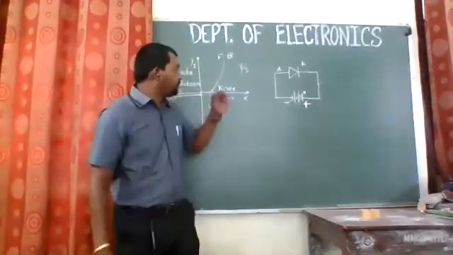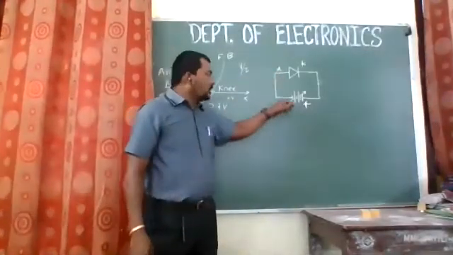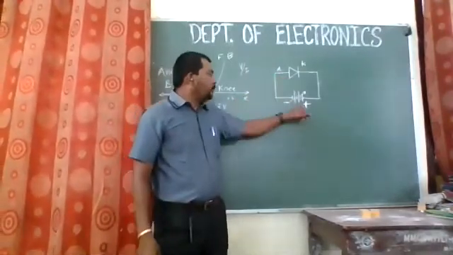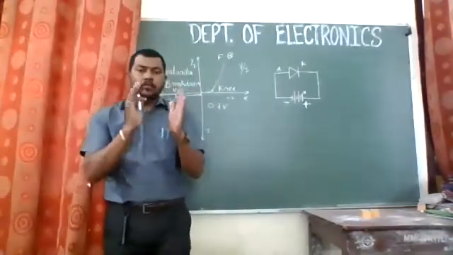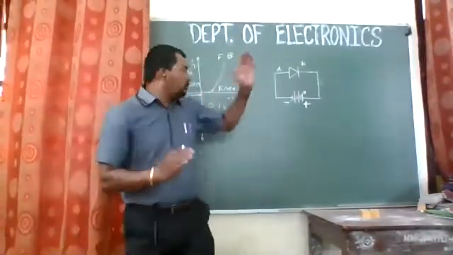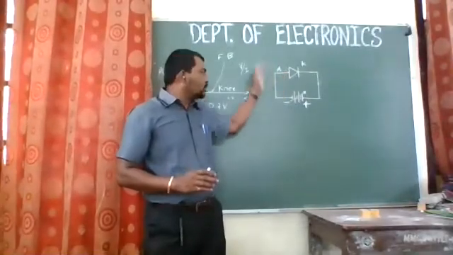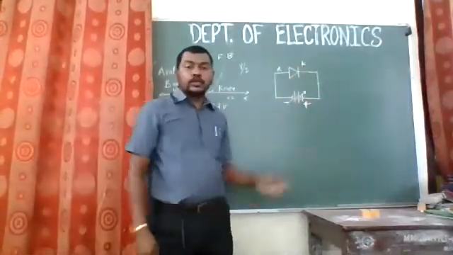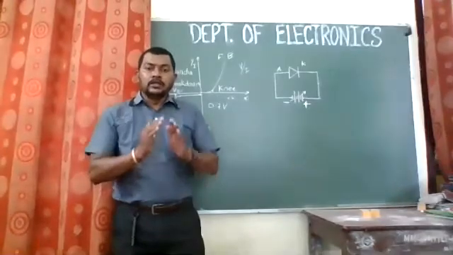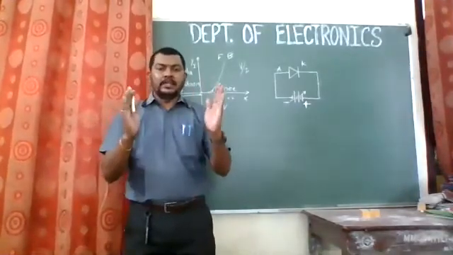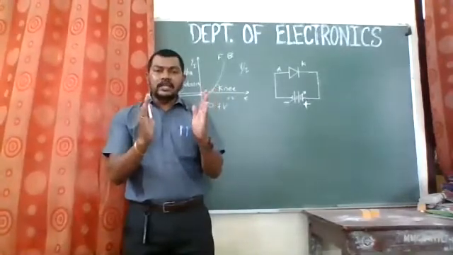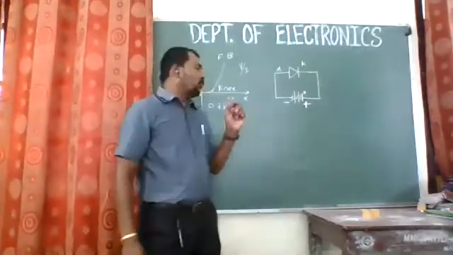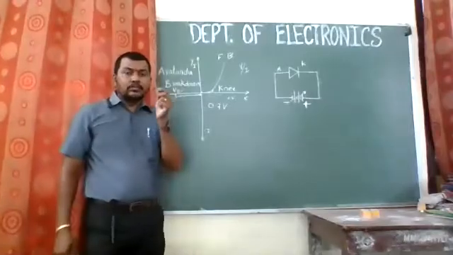And in reverse bias, what happens? In the reverse bias condition, the negative terminal is connected to the anode and the positive terminal is connected to the cathode. Then the positive holes are attracted towards the negative potential. Similarly, the negative electrons are attracted towards the positive potential of the battery, and due to that, the depletion layer will go on increasing, right? As it goes on increasing, the current does not flow through it, but still a small minute current flows through it, which we call the leakage current.